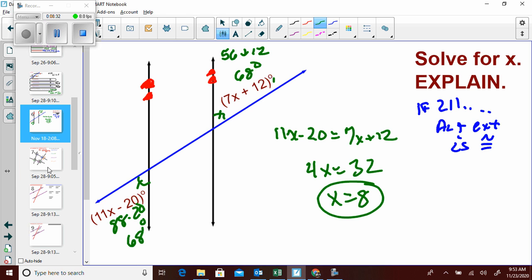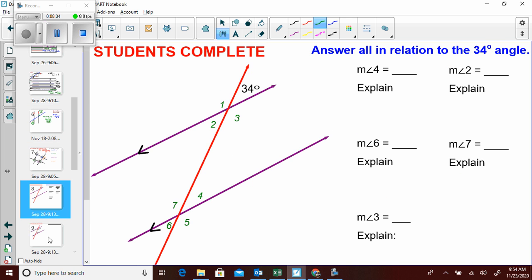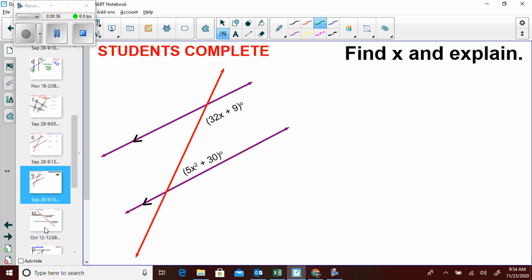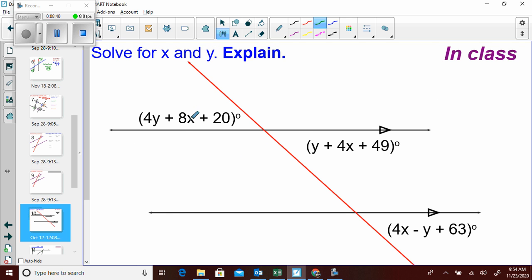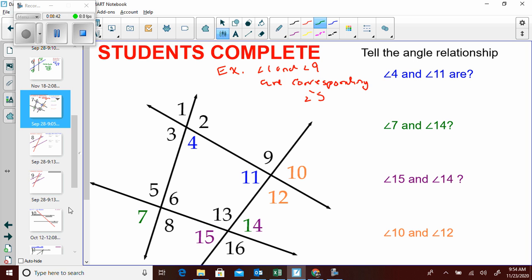All right, so you guys have 1, 2, 3 things to do on your own. The rest of these we're going to do together in class. So you have these three to complete. Here, it's just, what's the relationship? So if I said angle 1 and angle 9, what is their relationship? They're corresponding angles. That's all I want to know. So tell me what's 4 and 11? What's 7 and 14, et cetera. All right, guys? Remember, it's parallel lines cut by a transversal. Make sure you know all four and can identify them.